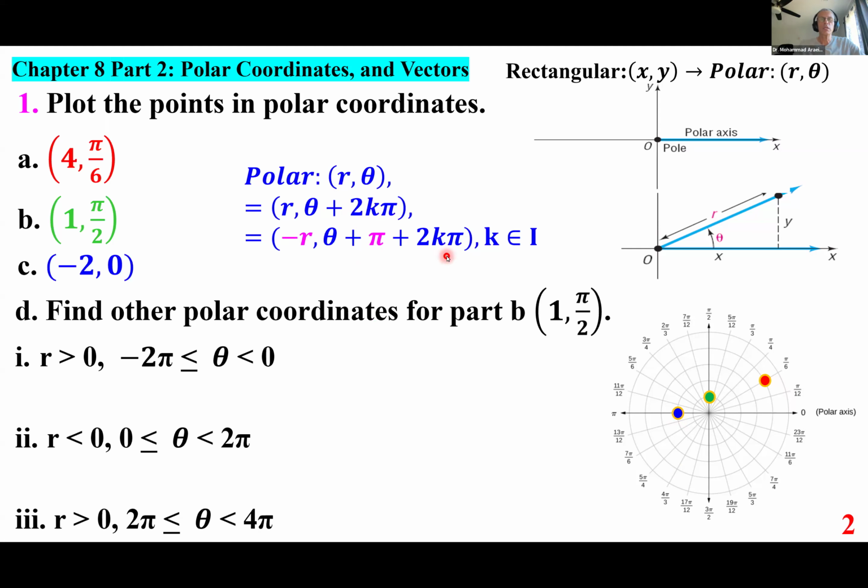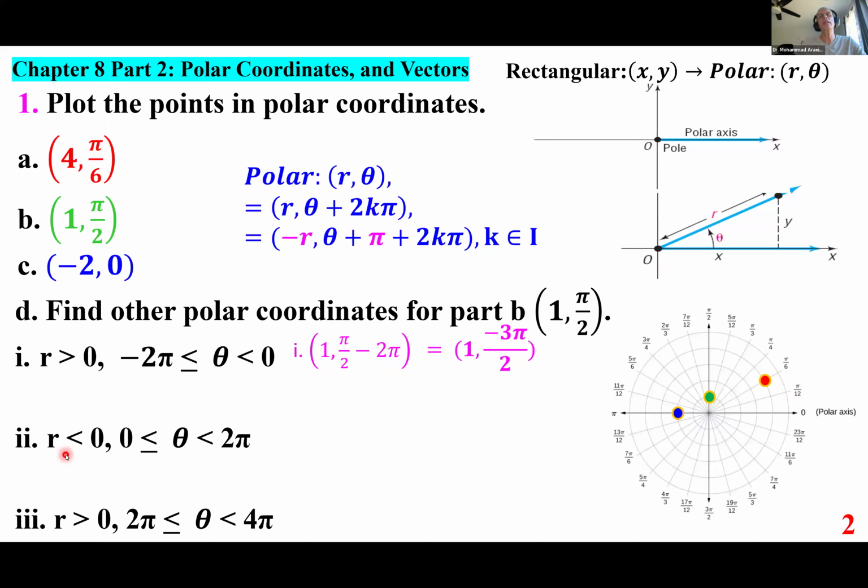Find other polar coordinates for part B1, pi over 2. Well, if you want r to be positive and the angle to be negative, just subtract 2 pi. So from pi over 2, I can subtract multiples of 2 pi, 2k pi. That's what we are doing. It happened to be negative, and so that gives us one of negative 3 pi over 2.